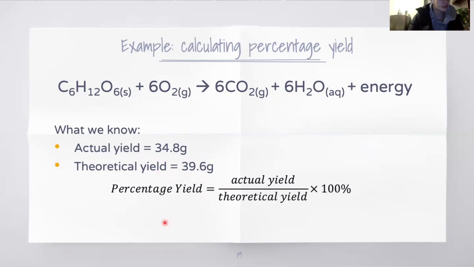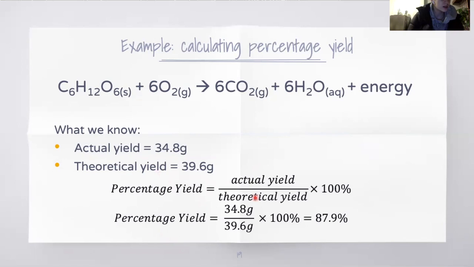Going back to our percentage yield formula, we plug in the values that we know and multiply by 100%. In terms of the theoretical yield, we'll use our answer with three significant figures instead of two to obtain a more accurate response, and we will find that the percentage yield is 87.9%.